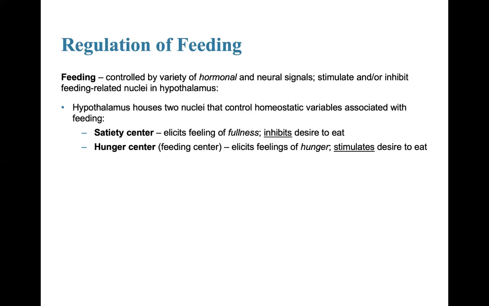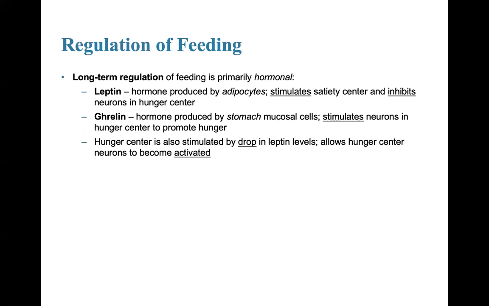Now, feeding is controlled by a variety of hormonal and neural signals. These will stimulate or inhibit the feeding-related nuclei within the hypothalamus. The hypothalamus houses two nuclei that control the homeostatic variables associated with feeding: the satiety center, which elicits feelings of fullness and inhibits the desire to eat, and the hunger center, or feeding center, which elicits feelings of hunger and stimulates the desire to eat.